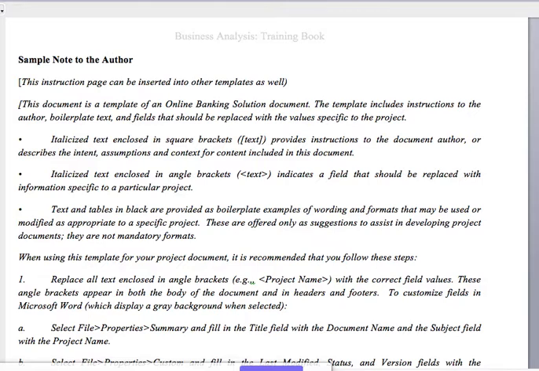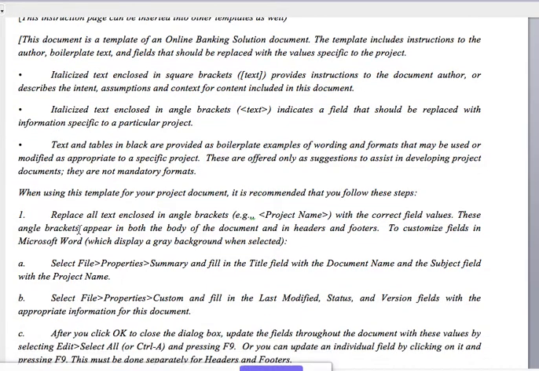Now if you see here, we have mentioned the online banking solution, so that we expected some information there. Italicized text enclosed in angle brackets indicates a field that should be replaced with the information specific to a particular project. Some you are mentioning project-wise, and some you are mentioning as an organization policy and those kinds of things. Okay, then you can add additional information.